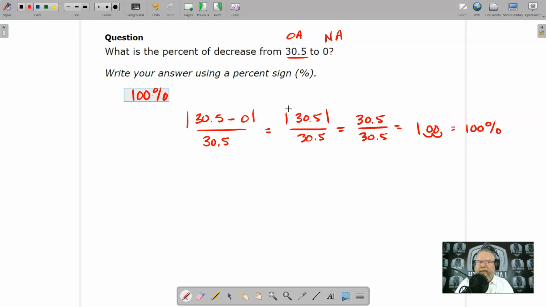Now you probably could have figured this out without actually plugging all that in. Because if you're starting with some value and going all the way to 0, how much have you lost, or how much is it decreased by? It's decreased by the entire amount. 100% of the original amount is what the decrease is. So you probably could have gone from 30.5 to 0 and realized that that is a decrease of 100%.